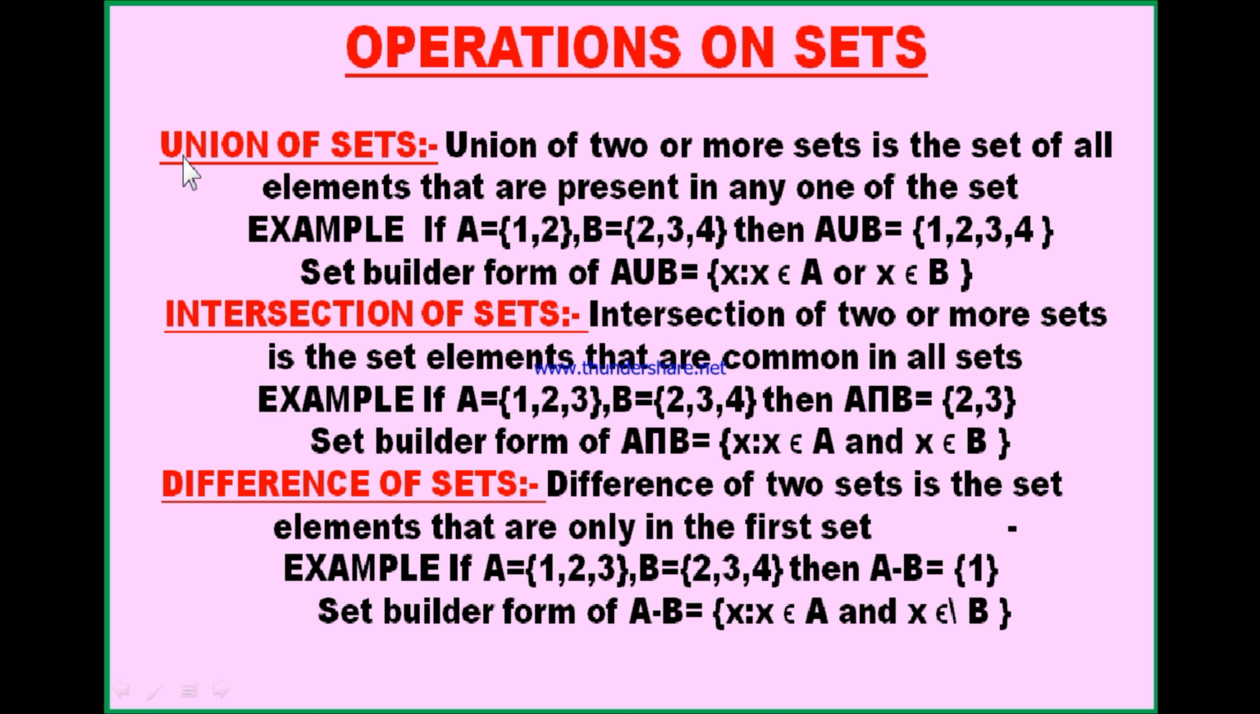Now we learned three different operations on sets. First is union of sets, second is intersection of sets, and the third is the difference of sets. Union means you have to write all the elements that are present in the first set as well as in the second set. And intersection means you have to list out the common elements that belong to both the sets, that is intersection.